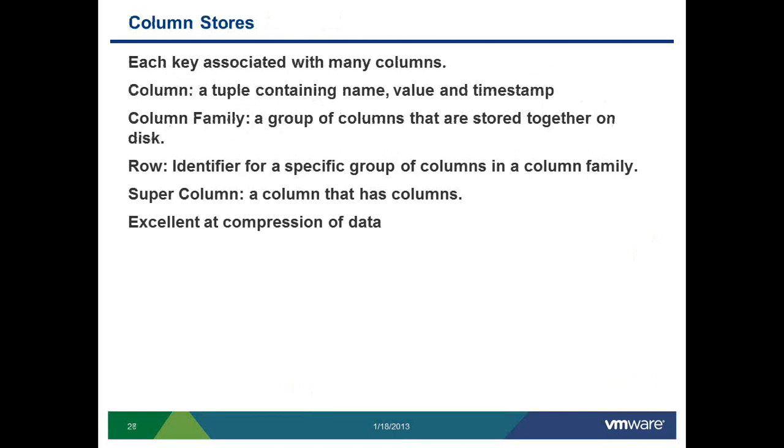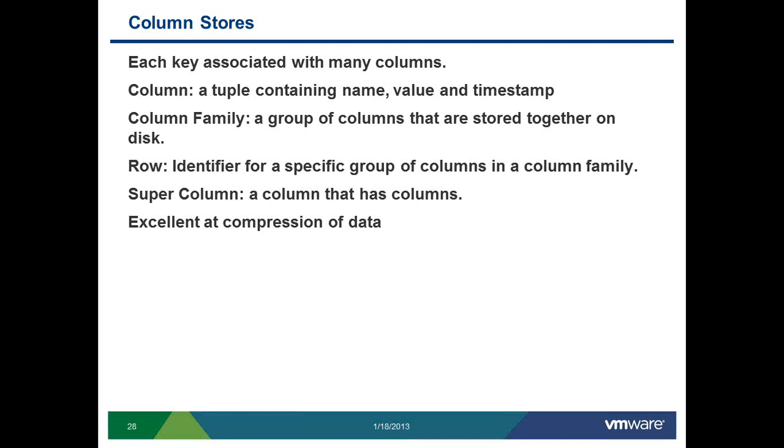So the next one is the column stores. Each key is basically in this case associated with many columns. A column is defined as a tuple that contains a name, value, and a timestamp. And the column family here is a group of columns that are stored on disk together. So if you are querying a column in the store, then we need to consider whether the column belongs to a particular column family or not. And then a row identifies a specific group of columns in a column family.